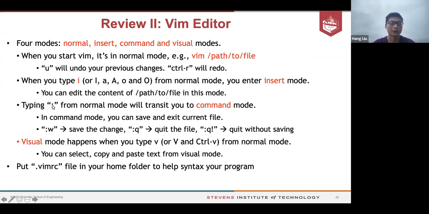From normal mode, you type colon. Okay. That transits you to command mode. In command mode, you can save and you can exit the current file. For example, colon W saves the change. Sorry, it's not semicolon, it's colon, right? Okay, the colon symbol here. When you do colon W, it saves the change. Colon Q quits the file.